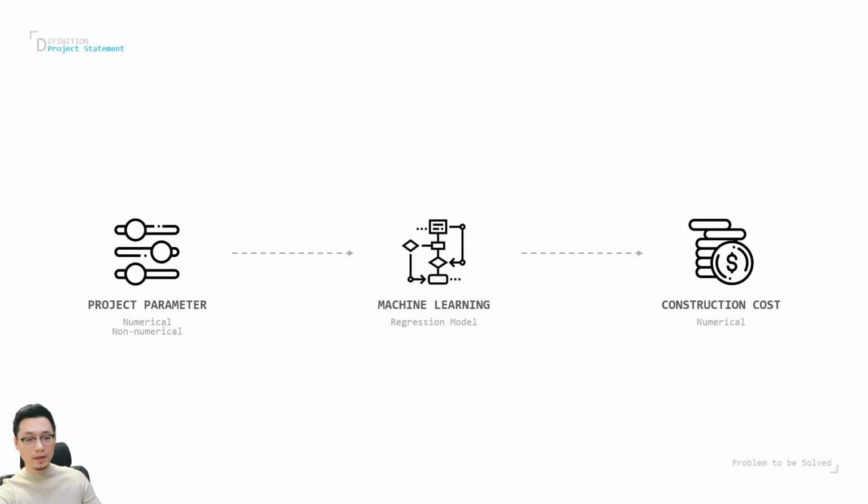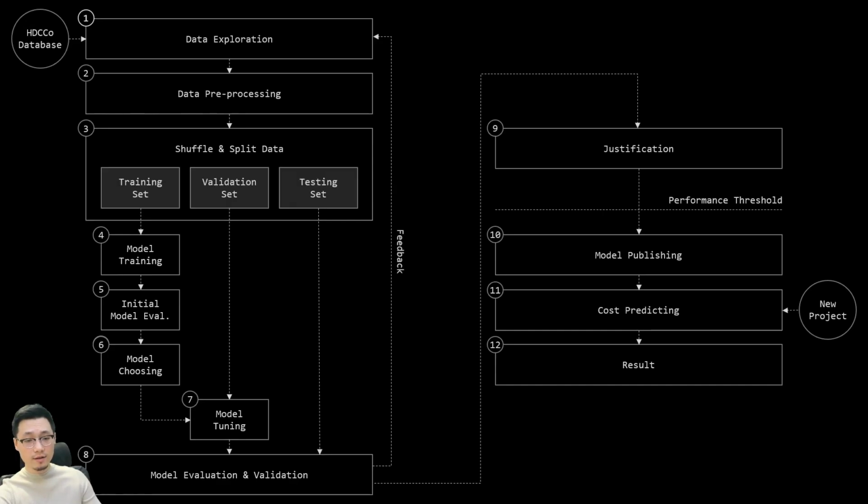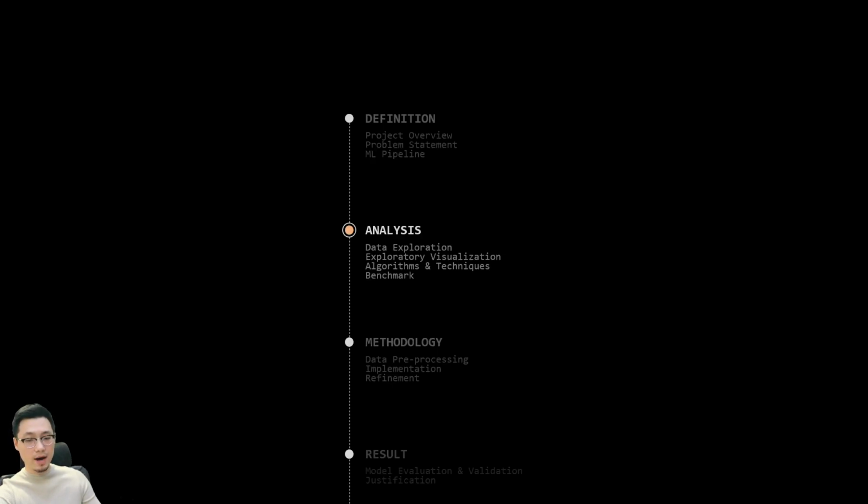The problem that is to be solved is how to predict the construction cost based on the project parameters with machine learning regression models. And it turns out, the entire pipeline looks more like this. We will go through each and every step in the following presentation. With the pipeline in mind, we move on to the second section, analysis.